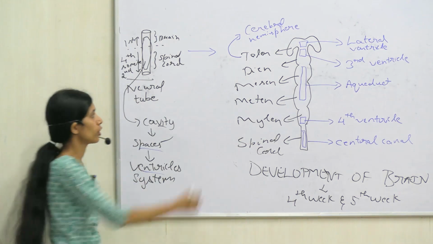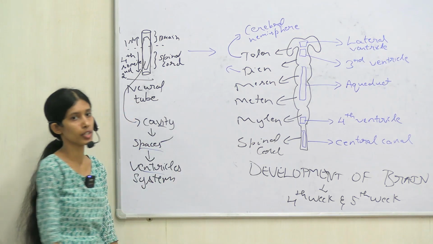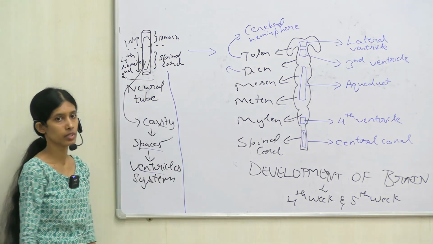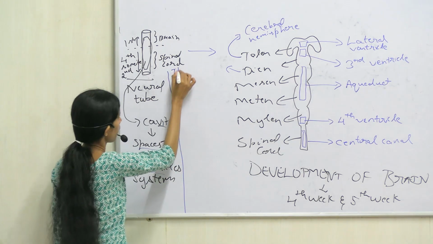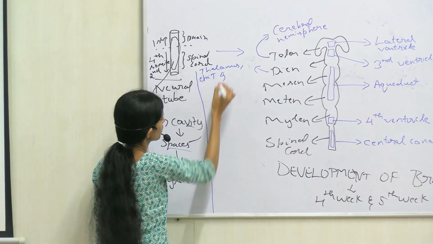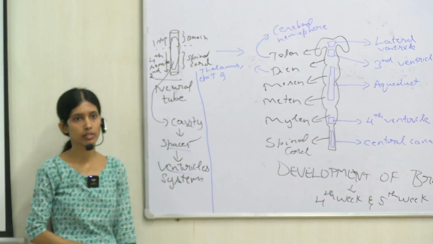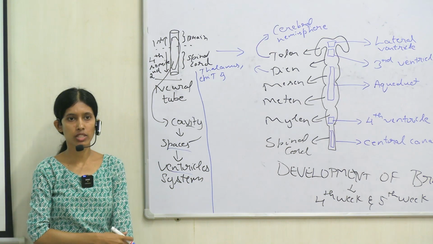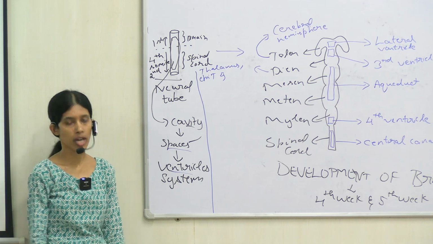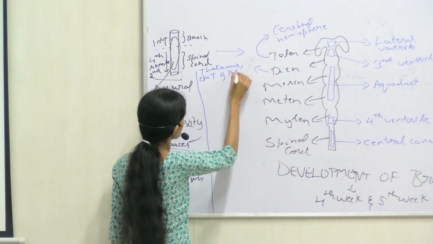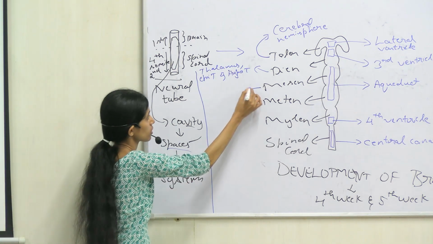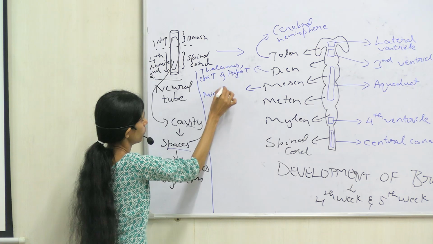Okay, and your diencephalon will develop into thalamus, epithalamus, and hypothalamus. Okay. Your mesencephalon will give rise to your midbrain part.